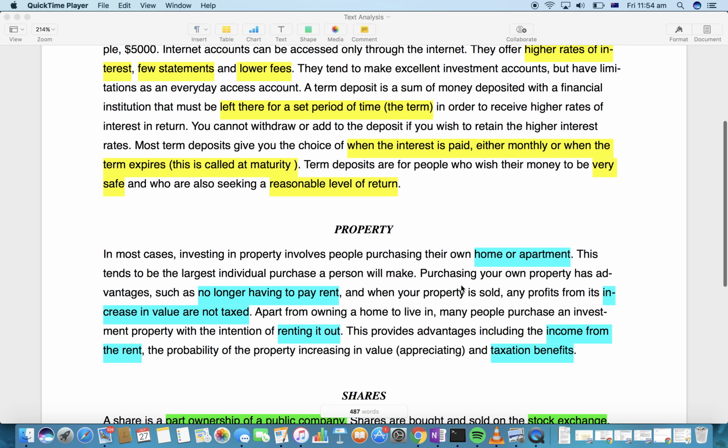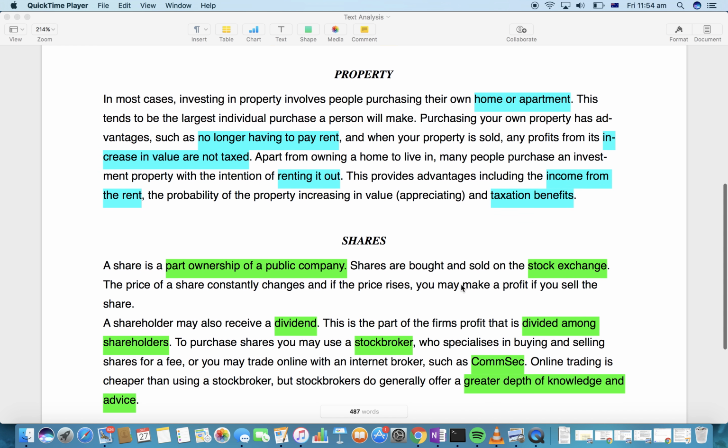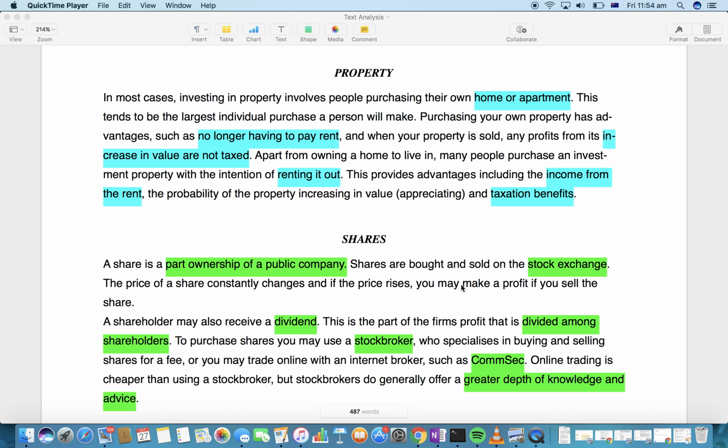Let's scroll down and have a quick look at property. So property is a little bit smaller. When we talk about property, we're talking about purchasing either a home or an apartment. If you were to purchase the property outright, or if you were to purchase the property through a bank, you obviously have a mortgage. If you purchase through a bank, part of the benefit of that is that you no longer have to pay rent.